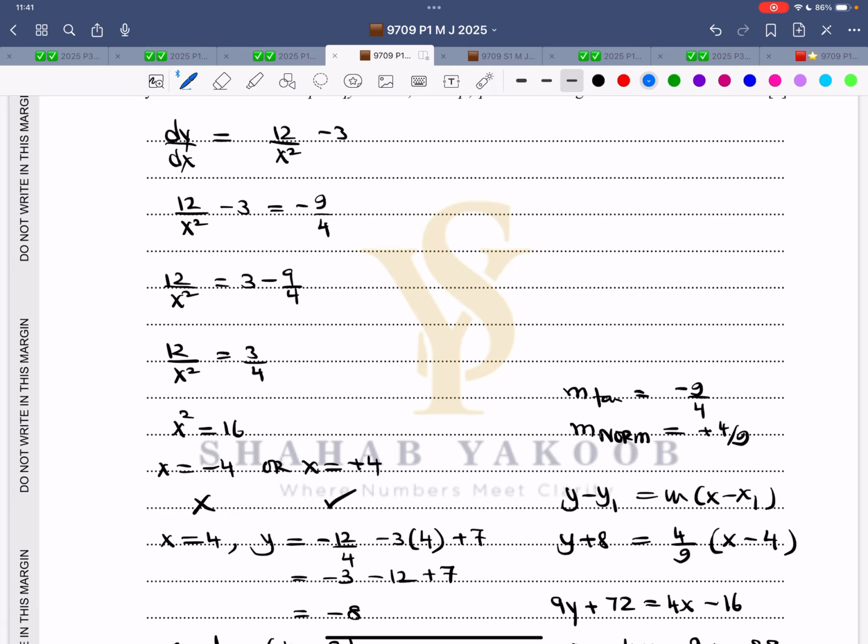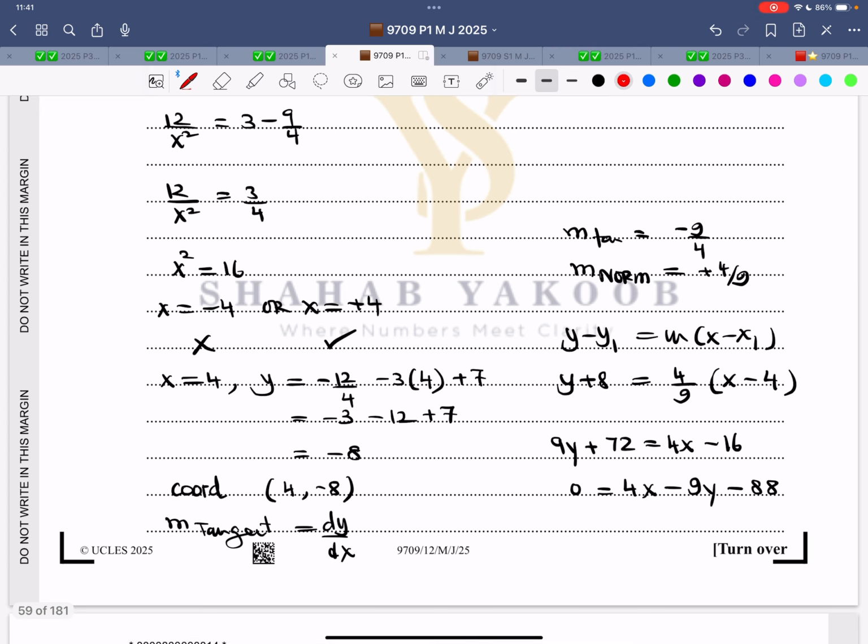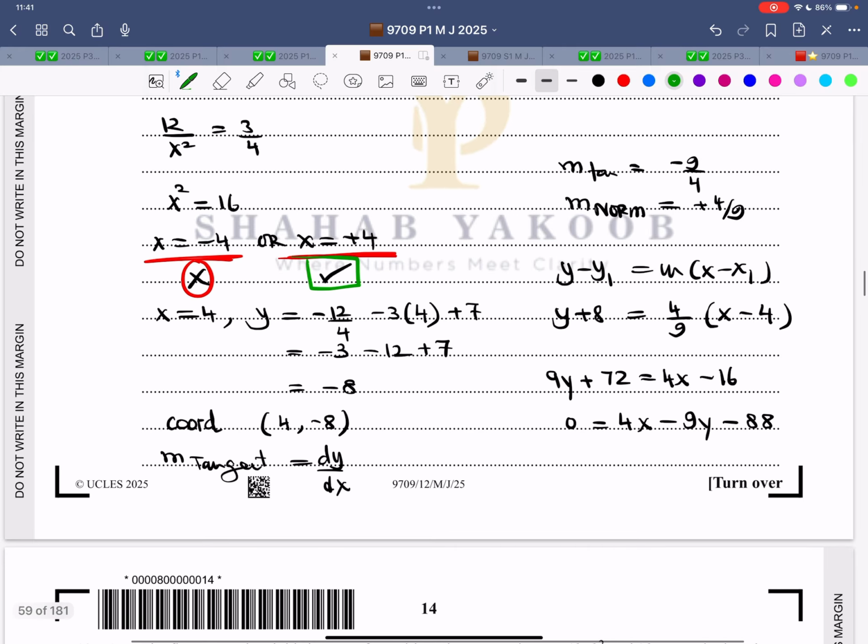Let me grab a red marker. We have dy by dx, we equate it to -9/4. Therefore x comes out to be -4, x comes out to be +4. We reject it and we accept it. So this one is accepted. When x is positive 4, y comes out to be negative 8. That is the coordinate. Gradient of tangent is dy by dx.